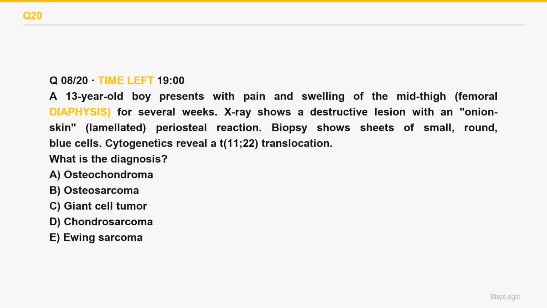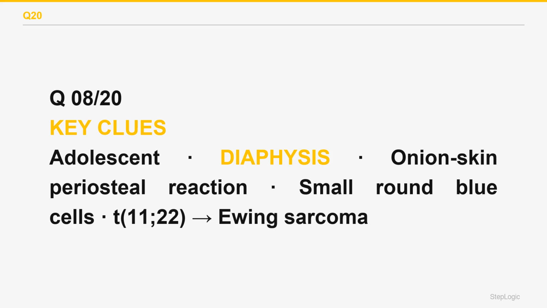Diagnosis: adolescent, diaphysis, onion skin periosteal reaction, small round blue cells, t(11;22). Ewing sarcoma. This is Ewing sarcoma, a malignant bone tumor of children and adolescents, slightly younger and more often male than osteosarcoma. It characteristically arises in the diaphysis, the shaft of long bones like the femur, or the pelvis. The radiographic hallmark is an onion skin or lamellated periosteal reaction from layers of reactive bone.